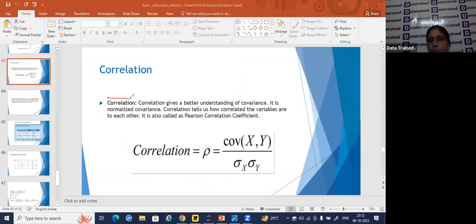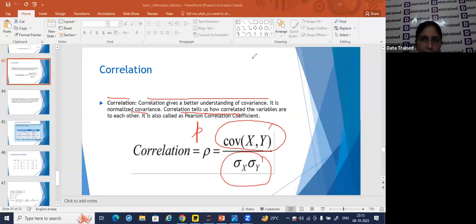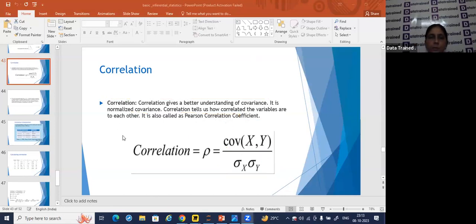Now correlation gives a better understanding of covariance. It is normalized covariance. Correlation tells us how correlated the variables are to each other. To find the correlation coefficient R, which is rho, we need to find the covariance of the two variables divided by the standard deviations of the two variables, X and Y. So these formulas are working.